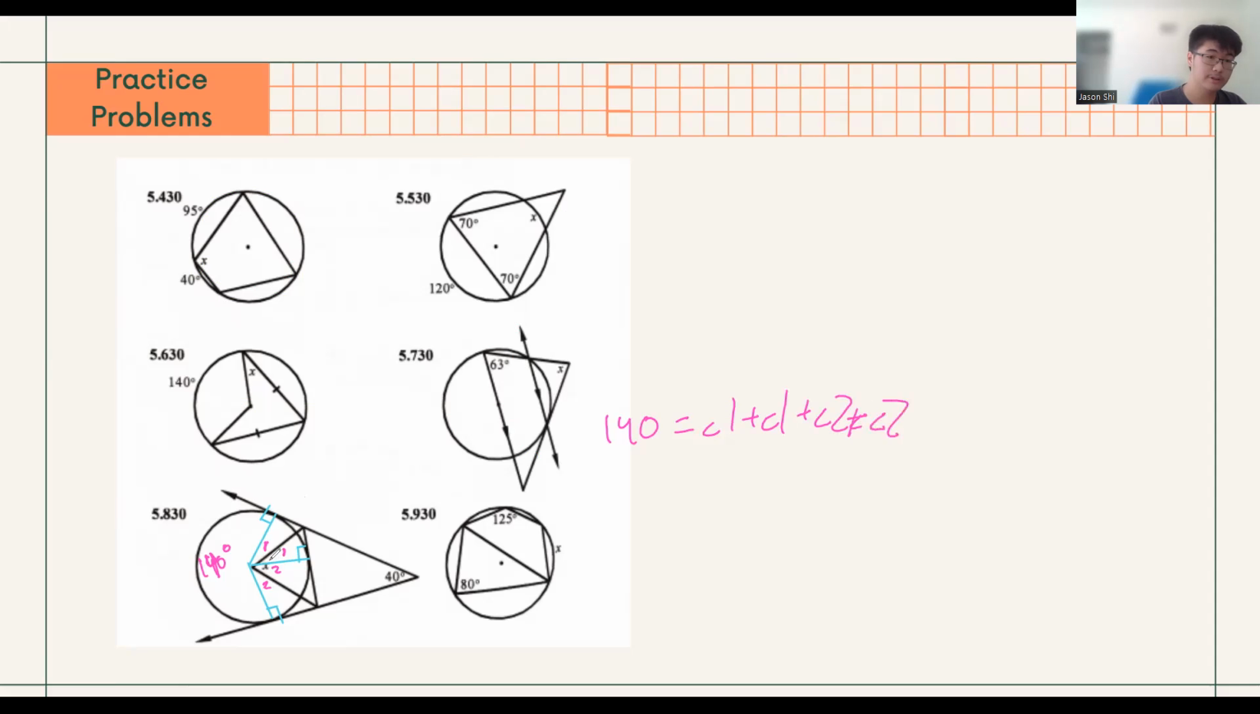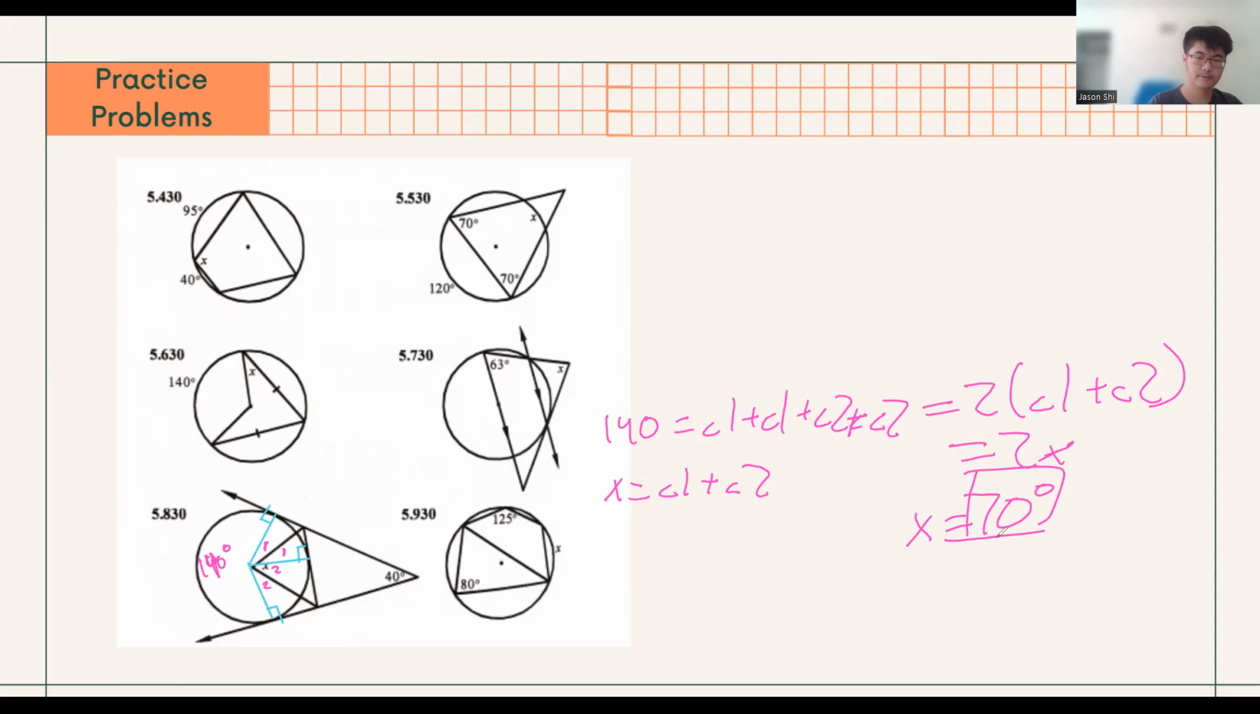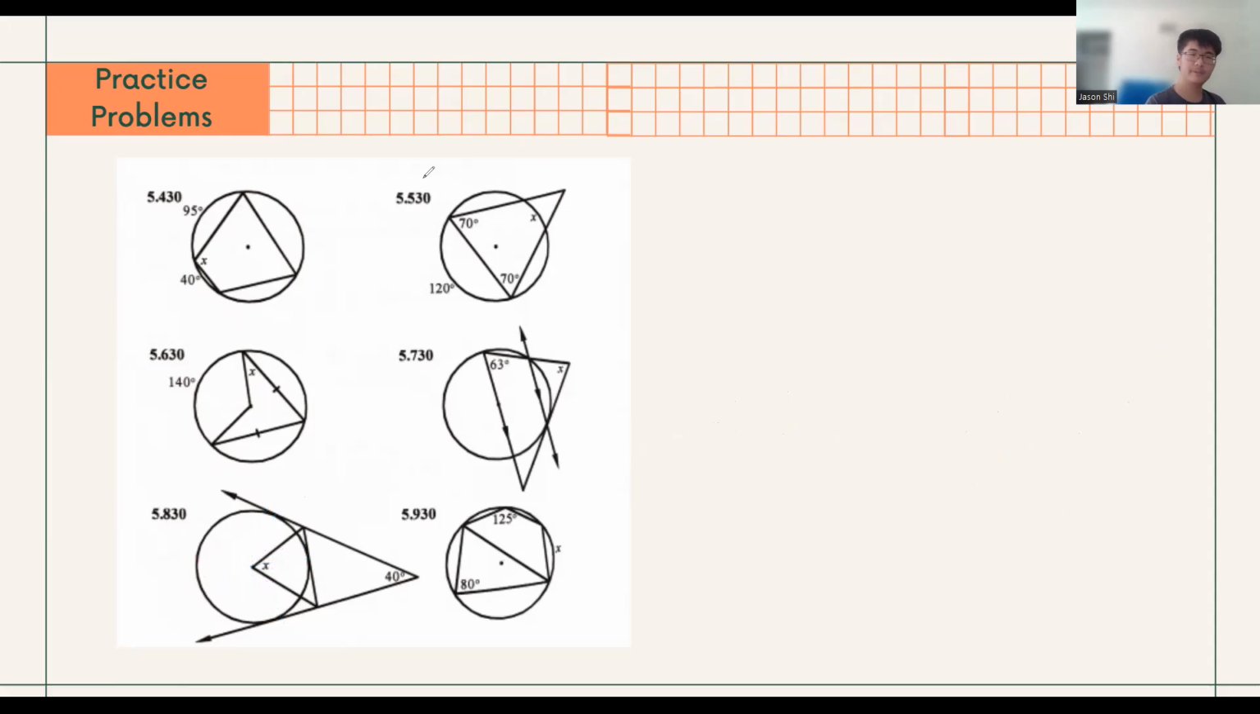And what do we want to know? We want to know x. Oh, but x is angle 1 plus angle 2. So 140 is twice angle 1 plus angle 2, which equals 2 times x. So 140 is 2x, which means x is 70.